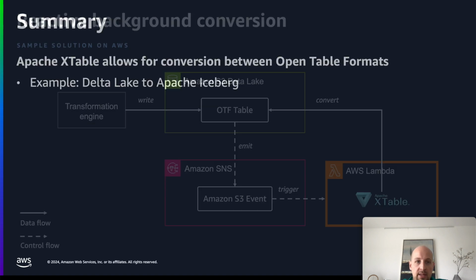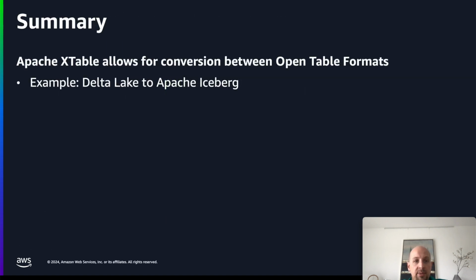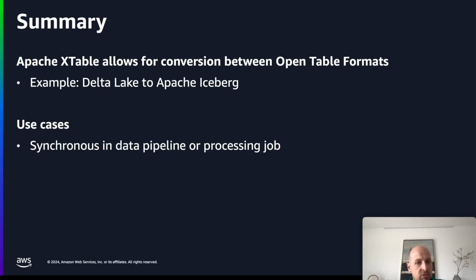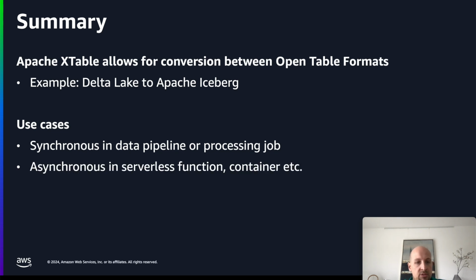With that, let's wrap up our session. We've learned Apache XTable allows for conversion between open table formats, for instance from Delta to Iceberg. There are many use cases for XTable. We have shown you 3, but with your creativity, you can come up for sure with many others. We have seen how you could invoke it synchronously in a data pipeline or processing job, with Apache Airflow as an example. But we have also seen how to build an asynchronous mechanism using a serverless function, or you could even think about running XTable in a container as well.